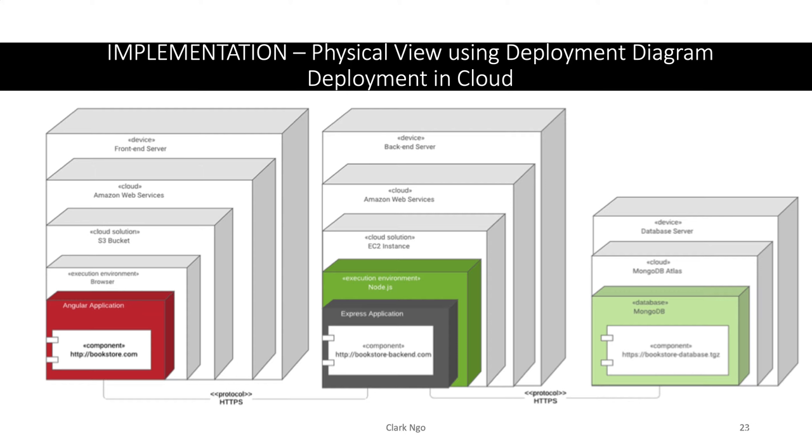And the execution environment is basically the browser for the front end, and the red color is the Angular application with the HTTP URL showing in the component. And in the back end, the execution environment is Node.js and has the Express application framework. And then the component is basically another URL, again, to make the HTTPS communication. For the database, we have MongoDB as the NoSQL database, and we have the URL as well.